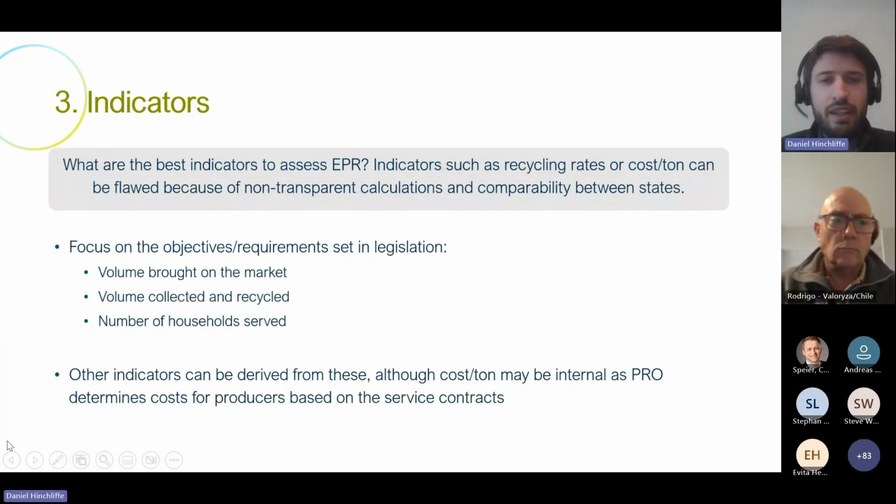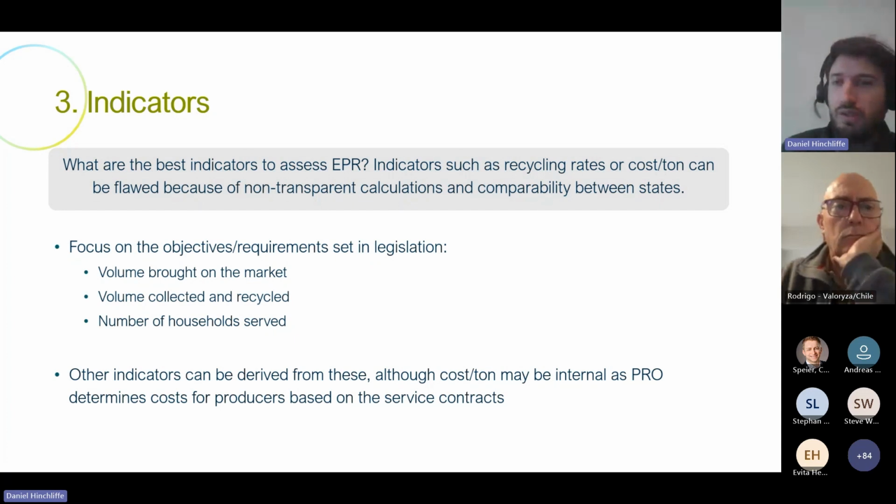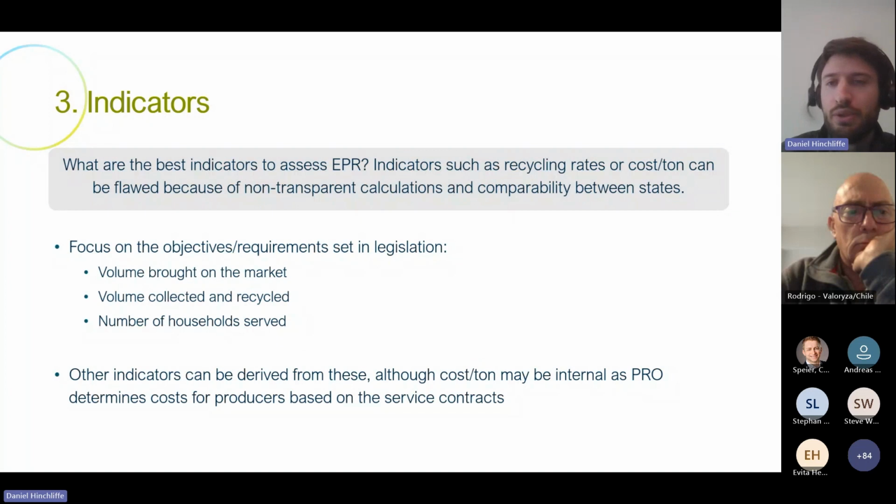We had a question on indicators as well. So which ones are the best ones to assess EPR? There, the point being made was that recycling rates or cost per ton can actually be flawed because the calculations aren't transparent, or you have different situations in different states, so comparability is difficult.